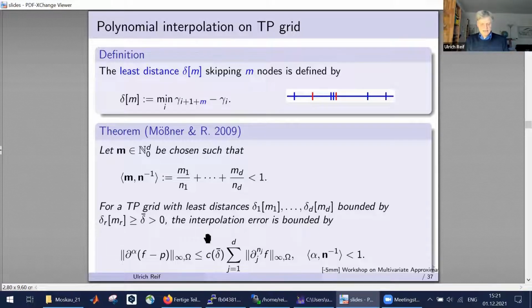Before I proceed, I'd like to mention that you find a very similar estimate if you consider derivatives of the error. So the order of the partial derivative has to be again.